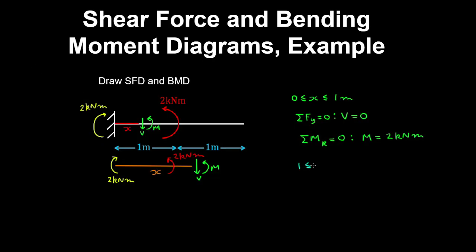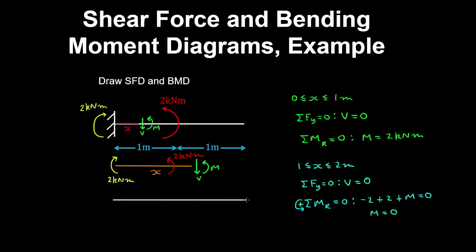So from x equals 1 meter to 2 meters, taking an equilibrium of forces gives the shear force is equal to 0, and taking an equilibrium of moments about the rightmost point of that section, with anti-clockwise being positive by our convention, then we have minus 2 kilonewton meters plus 2 kilonewton meters plus M is 0. So therefore the bending moment is 0 between x equals 1 and 2 meters.